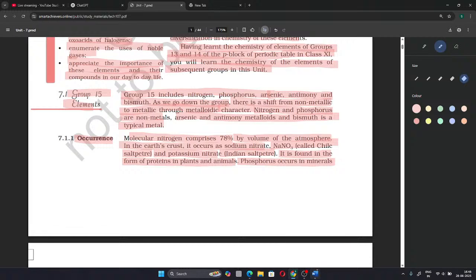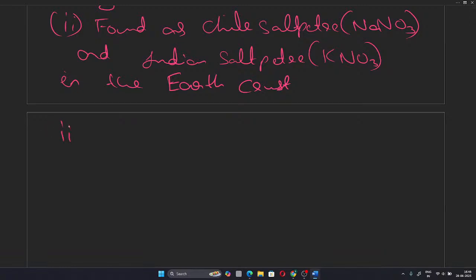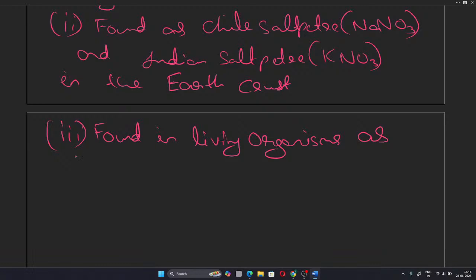And the third, found in living organisms as protein, as proteins are made of amino acids, and amino acids contain nitrogen. The next is phosphorus.